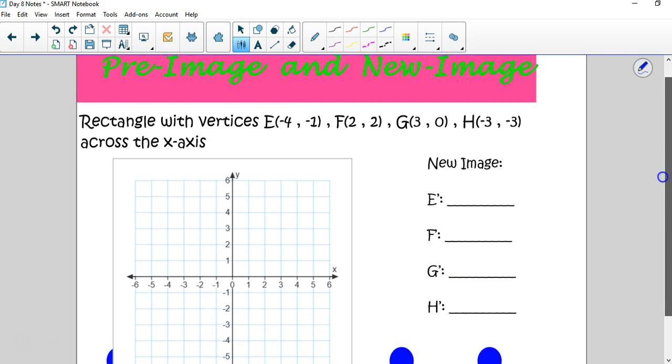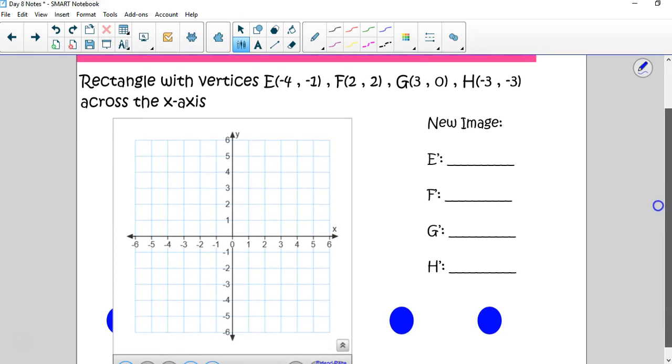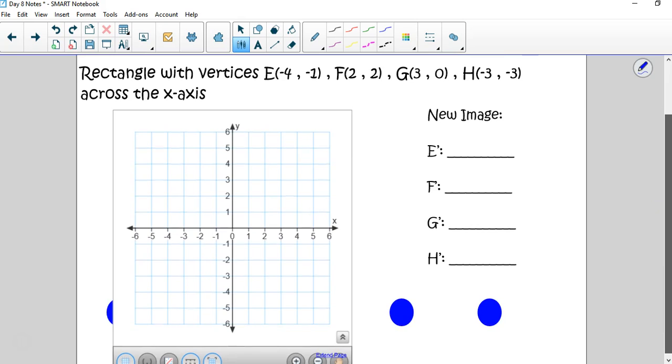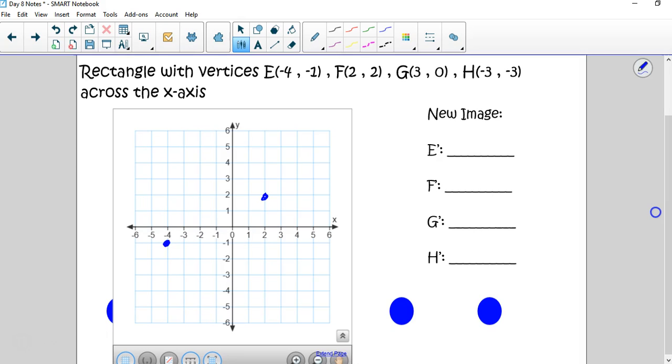Okie dokie. Pre-image, new image. Draw a rectangle with vertices E at -4, -1. F at 2, 2. I like to put my letters in second after I know where the shape is going. 3, 0, and -3, -3. So now, E, F, G, H.